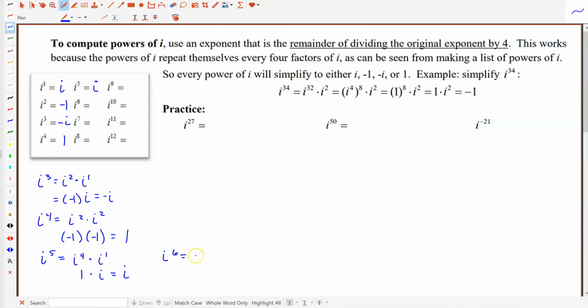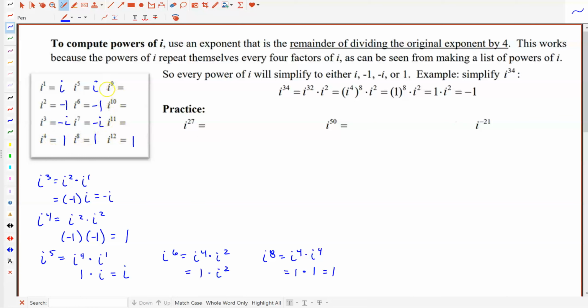i to the 6th power can be thought of as i to the 4th power times i squared. Again, the i to the 4th power just goes away as a 1 multiplier, so I'm really just looking at the i squared, which is -1. So similarly, i to the 7th power will just break down into thinking about i cubed, which is -i. And then i to the 8th power is another multiple of 4. So i to the 8th power I can think about as being i to the 4th power times i to the 4th power, which is just 1 times 1, which is 1. So if the exponent is a multiple of 4, it just simplifies to a 1.